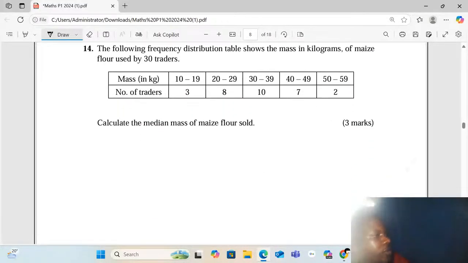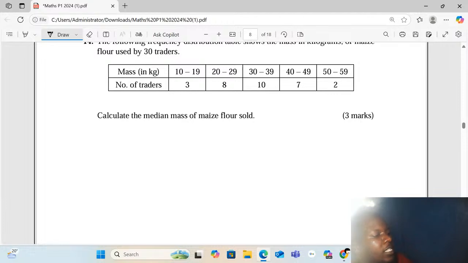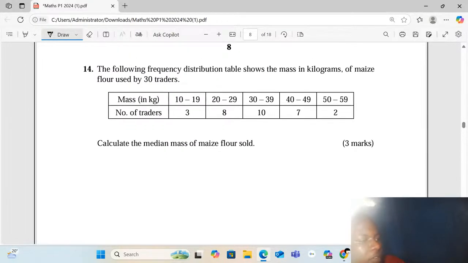I want us to move to question number 14. That is testing on statistics. Now, the following frequency distribution table shows the mass in kilograms of maize flour used by 30 traders. You have the mass in kilograms and then the number of traders. Calculate the median mass of maize flour sold.